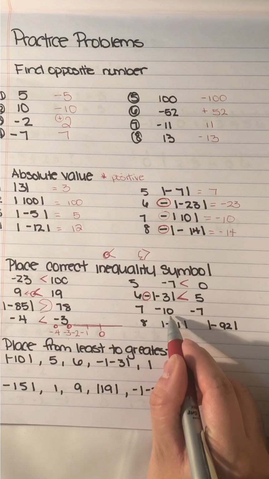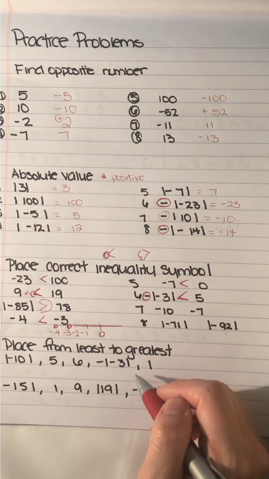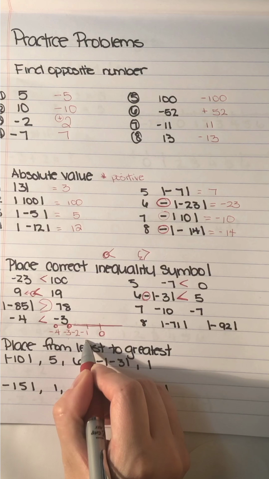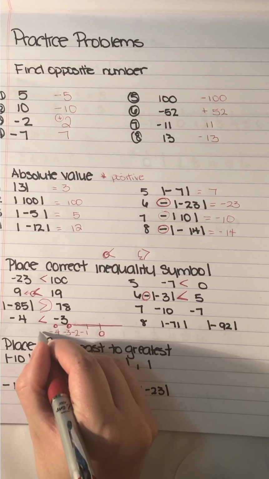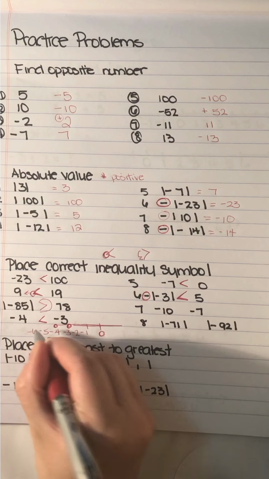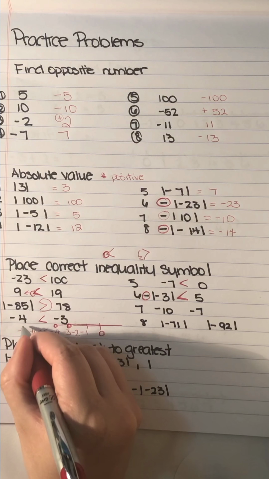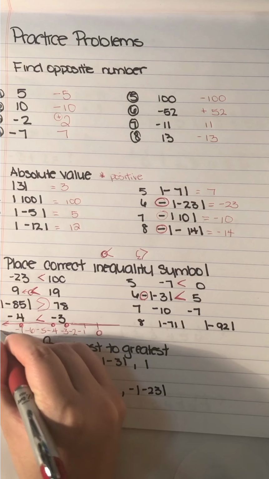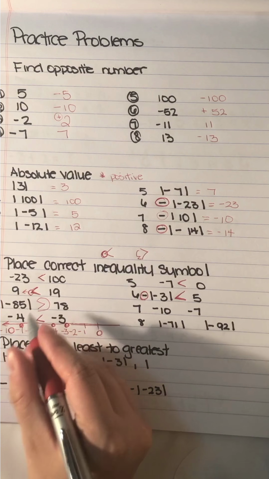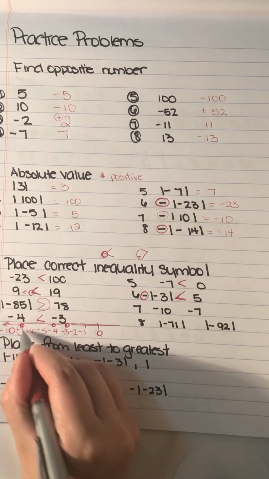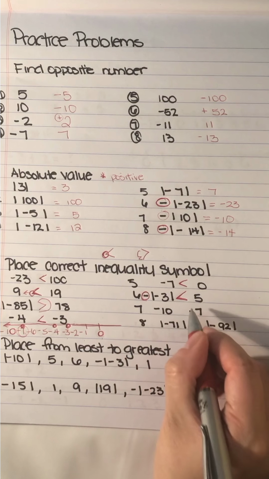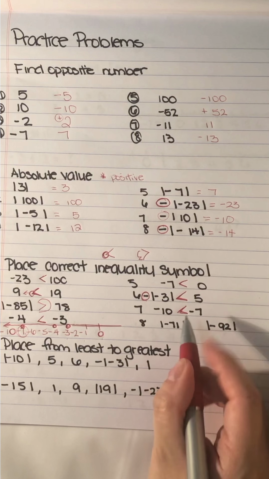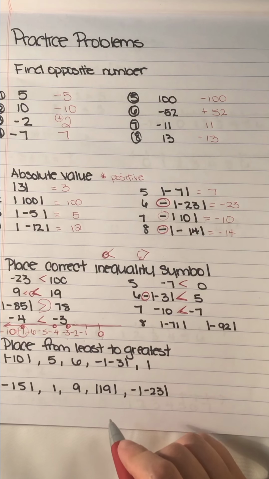What about here? Two negative numbers, -10 and -7. Remember our number line example. It would be -5, -6, -7. And we know that if we go further down, we would actually hit -10. So this -7 is actually closer to 0. So we know that -7 is the bigger number. So it's -10 is less than -7.